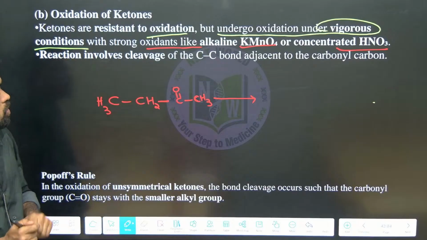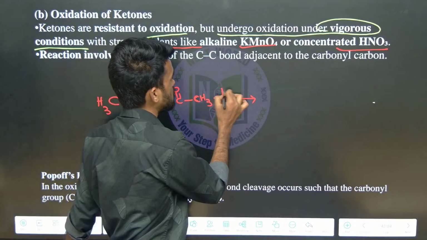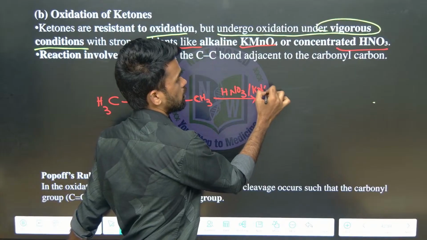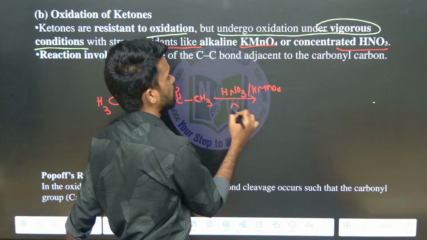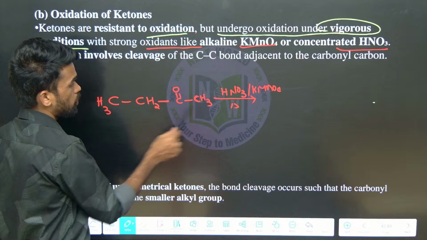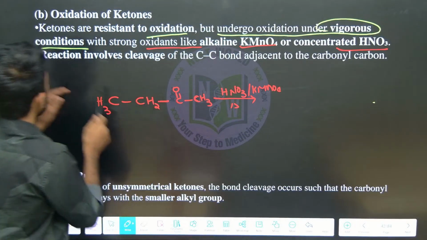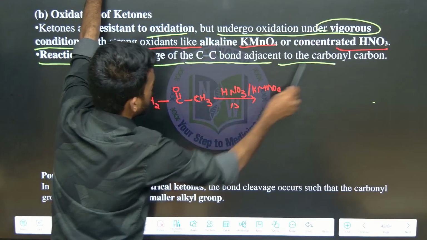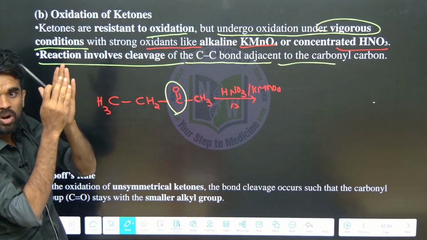So we can oxidize this using concentrated HNO3, or KMnO4 under heating, strong conditions. Now this compound breaks into two pieces. The reaction involves cleavage of the C-C bond adjacent to the carbonyl group. Wherever we have a carbonyl group, cleavage of bonds takes place adjacent to it.